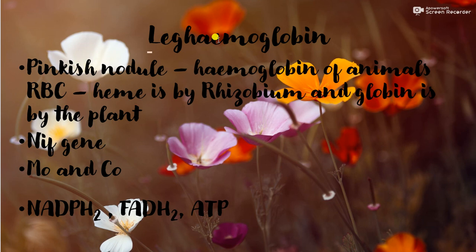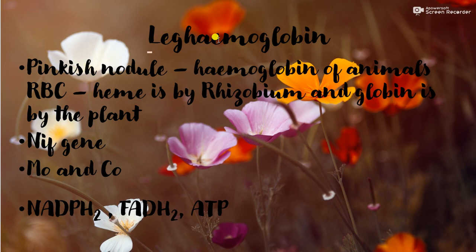Hemoglobin has a similar structure to that in animal cells. This hemoglobin has a heme part and a globin part. The globin protein part is contributed by the plant, and the heme, the iron part, is produced by the rhizobium. As it is found only in leguminous plants, we call it leg hemoglobin. It has the same protein structure as human or animal hemoglobin.